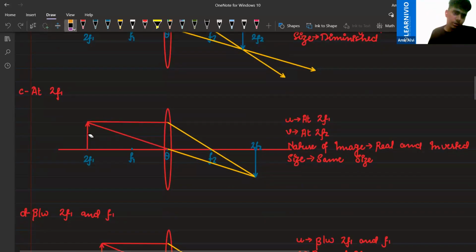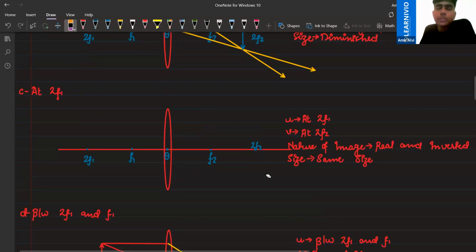Now, let's talk about the next case that we are going to discuss. It is basically the case in which the object is at 2f. This case is repeated for the concave mirror. That means in the concave mirror, the object was at C. But right now we are talking about the object at 2f1 of the lens. So it would be basically when the object is placed at 2f1, right? So it would be like this.